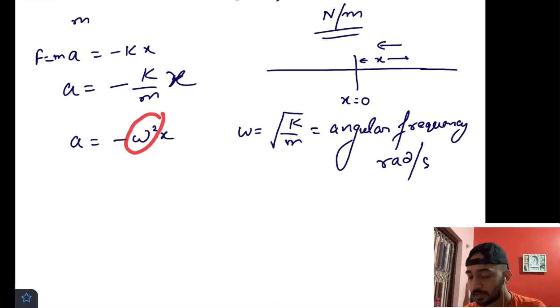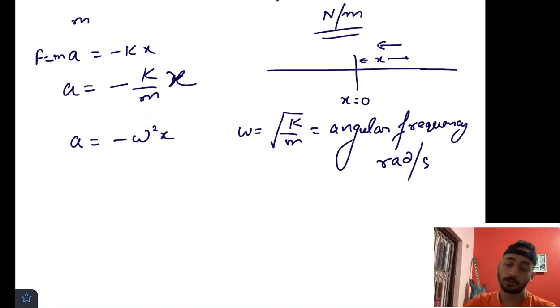We could have taken some other power also. We could have taken omega to the power 3, omega to the power 5 or anything, but that would make the final solution a lot uglier. So omega square keeps the final solution of this differential equation, which in future we will get, looking good. Nothing else.